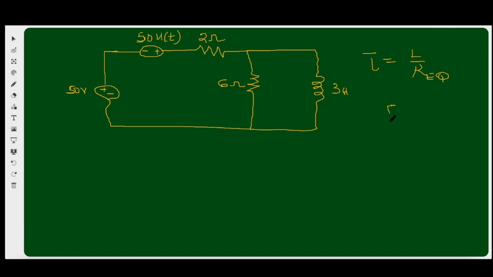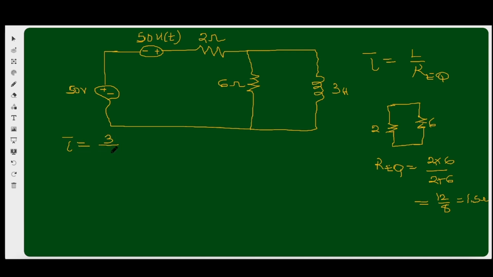So I will have 2 ohms in parallel to 6 ohms. So what is Req? Req is equal to 2 times 6 over 2 plus 6. So that gives 12 over 8, which is 1.5 ohms. Which means that the time constant is equal to 3 over 1.5, which is equal to 2 seconds. That's very easy.